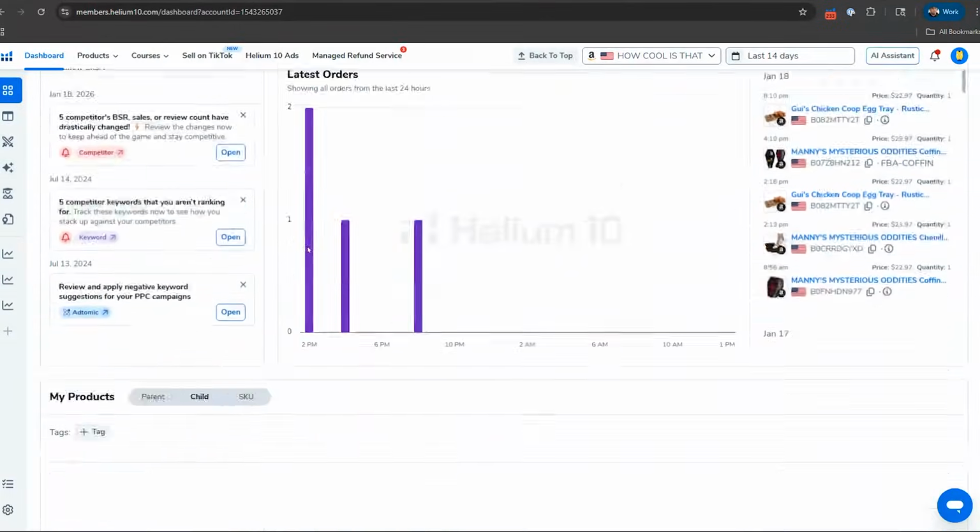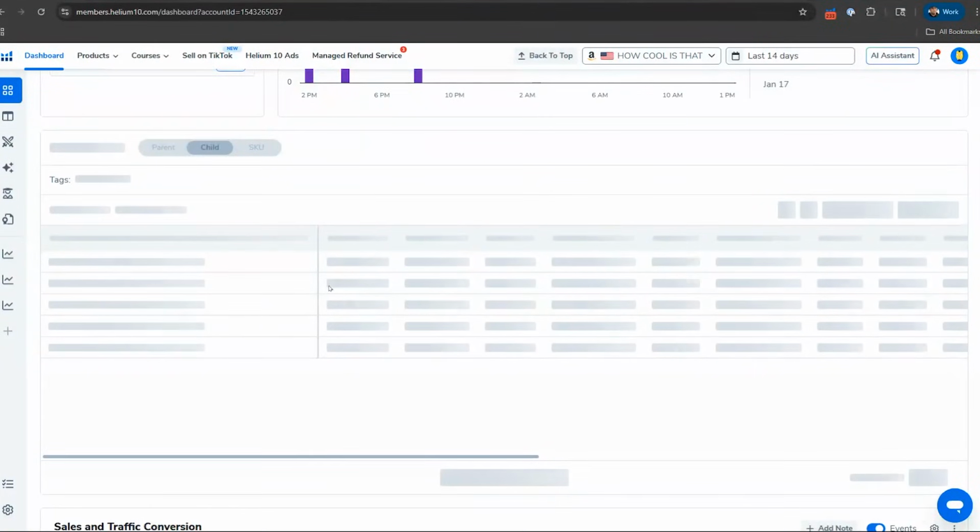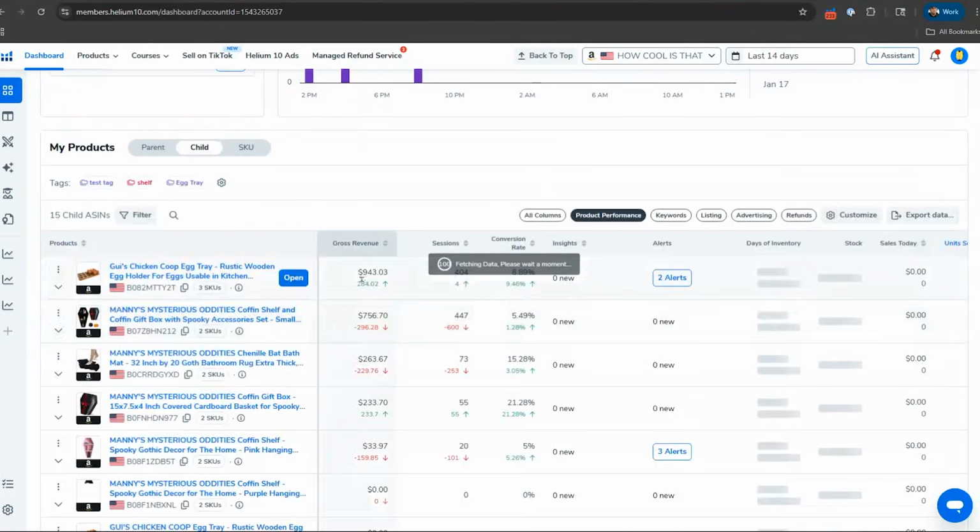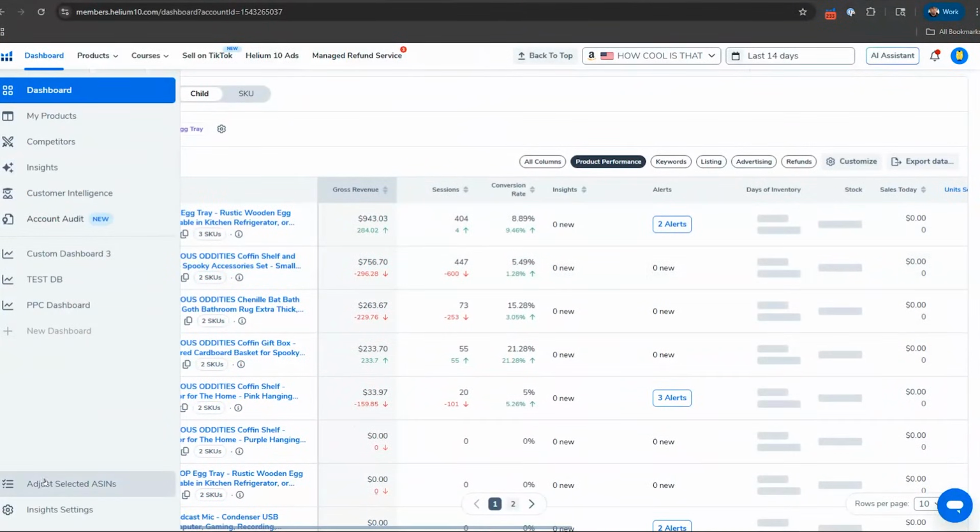If you have Insights dashboard, make sure all of your products are added to the dashboard, all right? And the way you can do that is by hitting adjust selected ASINs. Make sure they're all here. I believe with the Platinum plan, you might have like 2 or 3 products you can have on here, but this is mainly for the Diamond plan.